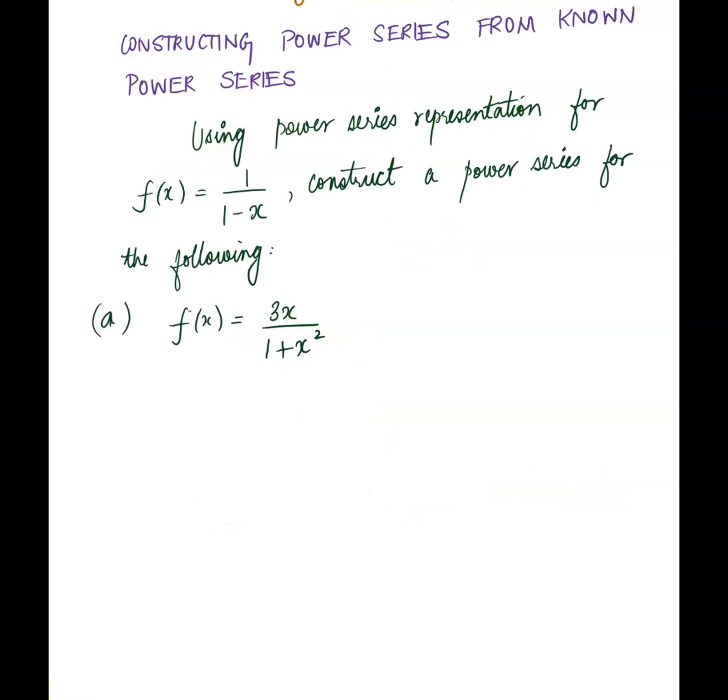To construct a power series from a known series, here comes the first problem. They're asking us to use the power series representation for f of x equals 1 over 1 minus x to construct a power series for problem A, which is f of x equals 3x over 1 plus x squared. Remember, the power series is the summation of c n x^n. So we're going to build something to that form using the power series representation.